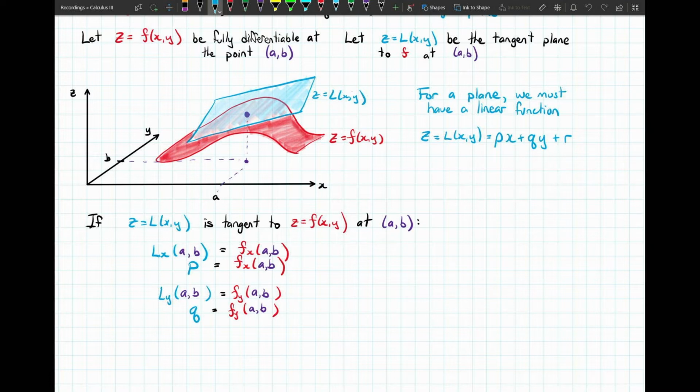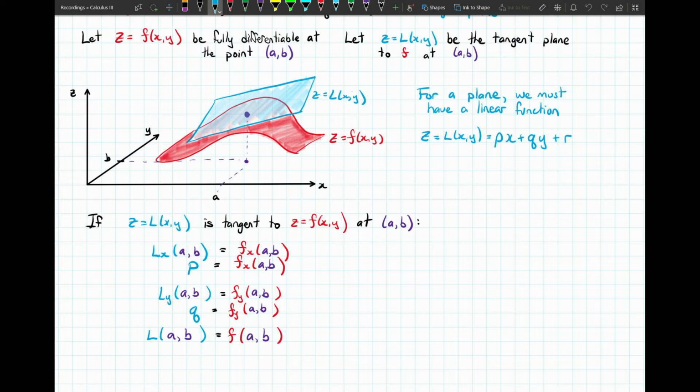And there's one other piece of information that we've already talked about, and you can see from the picture that allows us to solve for r. If we were just to plug in a and b for x and y into these two functions, they must share the same z value. We can turn that into an equation as well. L of a comma b must equal f of a comma b.